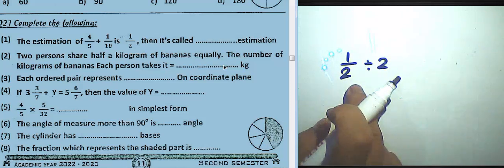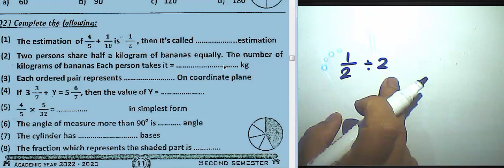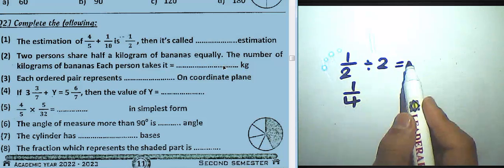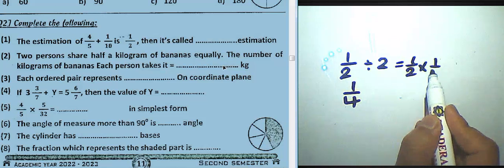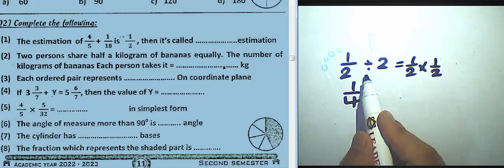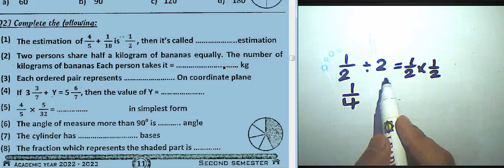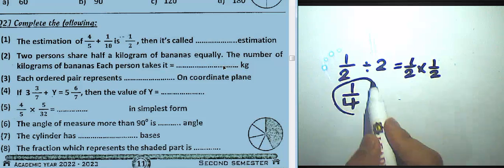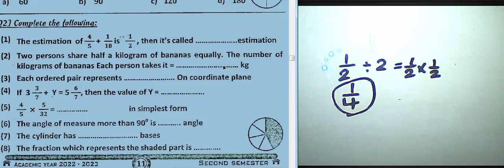Half a kilogram divided by 2 persons. Then each person will get what? Each will get a fourth, because half multiplied by half equals a fourth. You can convert from division to multiplication and write the inverse of 2, which equals 1 over 2. 1 times 1 equals 1 and 2 times 2 equals 4. The result will be 1 over 4. Okay, then each person takes a fourth of a kilogram.